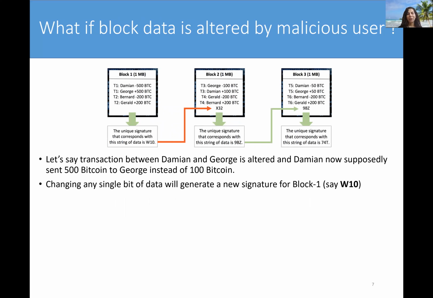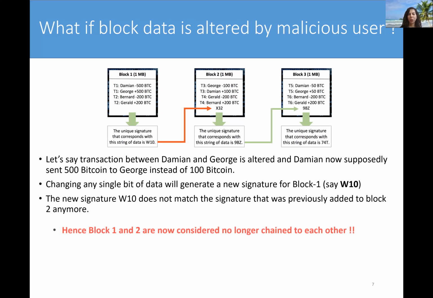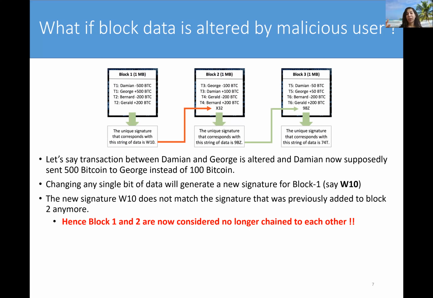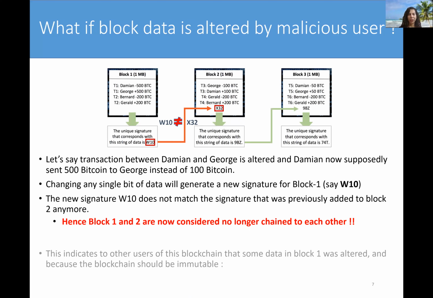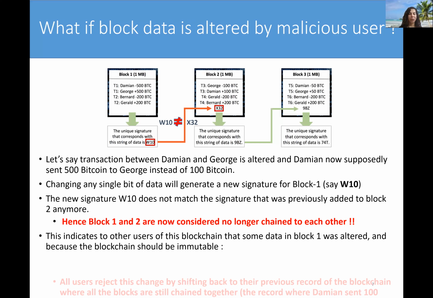And the thing is, if you change one bit of data from 100 to 500, you would be generating a new signature for block 1. So this new signature wouldn't match the signature that was previously added to block 2, and then these two are no longer chained together, and that is not going to work for chaining this transaction in a blockchain. So the transactions on the chain should be unchangeable.